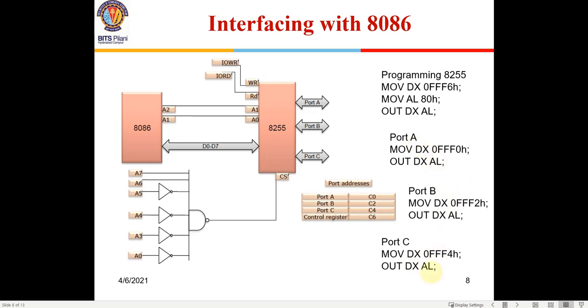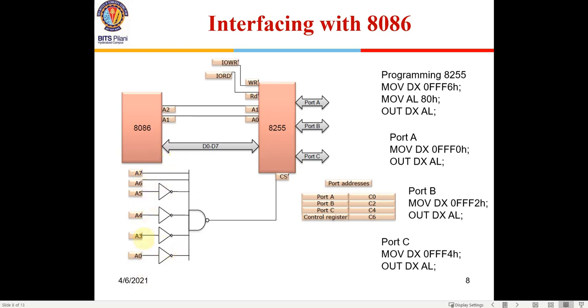Why is it 0, 2 and 4? Sir, how do we decide which port number is the 8255? Yeah, so you will assign some address lines to that, right? So this 8255, we will have these address lines from A0 to A16.